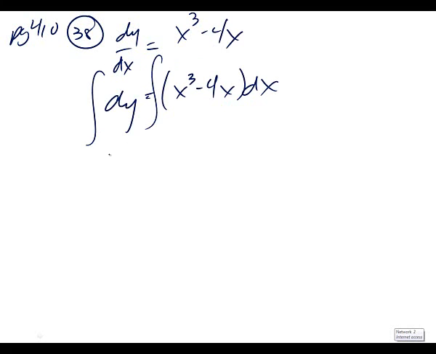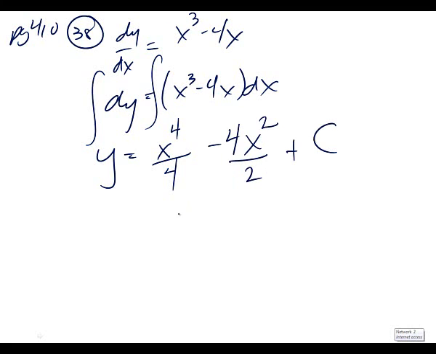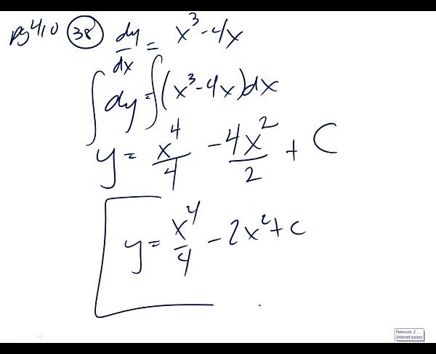We're going to integrate both sides. So when we integrate x cubed, what do we get? x to the fourth over 4. When we integrate negative 4x, what do we get? Negative 4x squared divided by 2 plus c. So the only thing you could do to clean it up would be minus 2x squared plus c. Okay, what else?